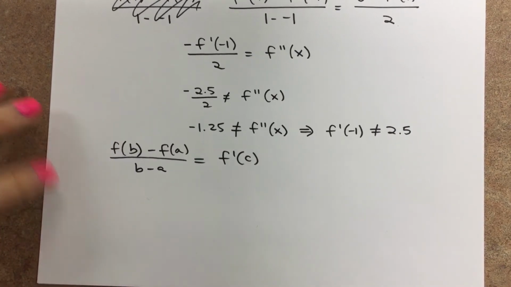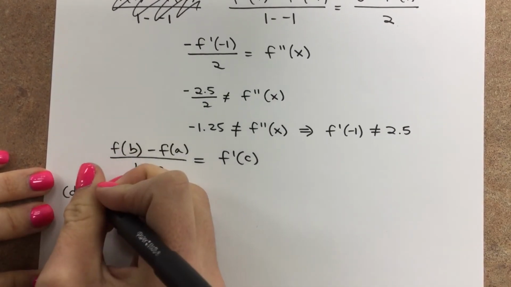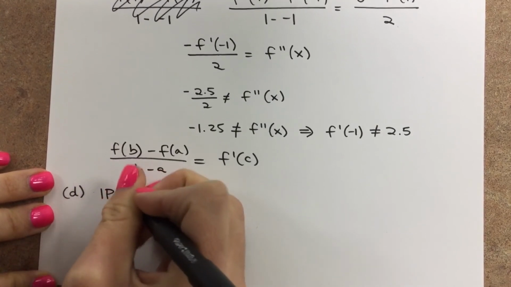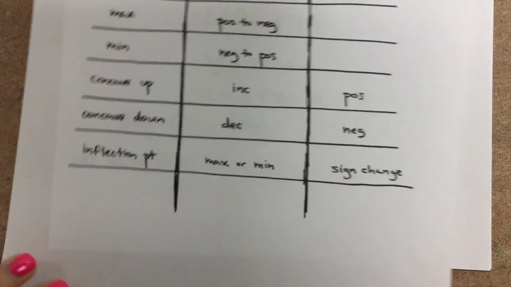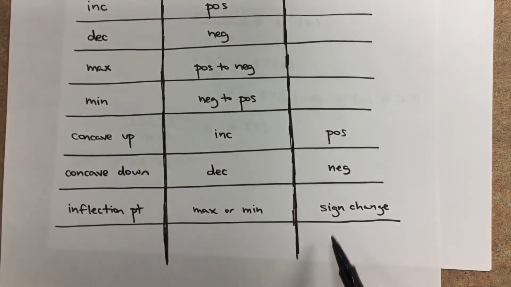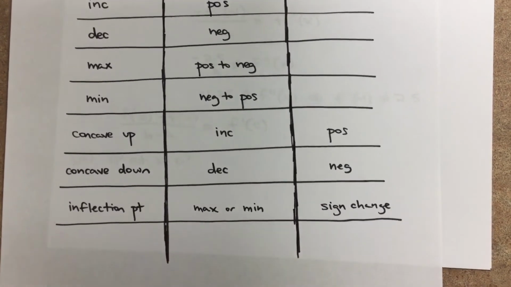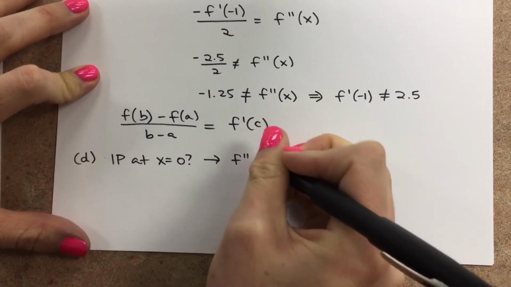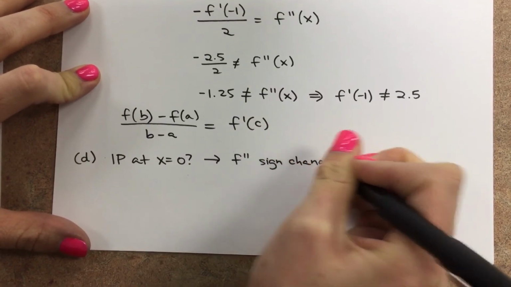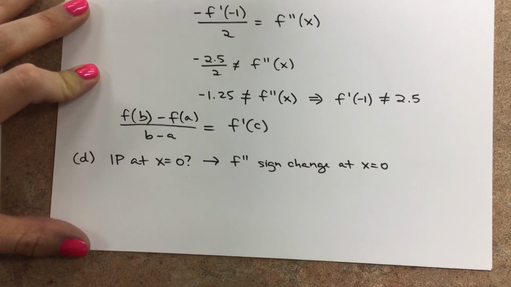All right, letter D. Does the graph of f have a point of inflection at x equals 0? That is what we want to know. So let's look at our 3-column chart again. Does f have an inflection point at x equals 0? They gave us f double prime. So if f double prime has a sign change at x equals 0, that is the exact same thing as saying that f has an inflection point. So let's look back at that graph one more time.